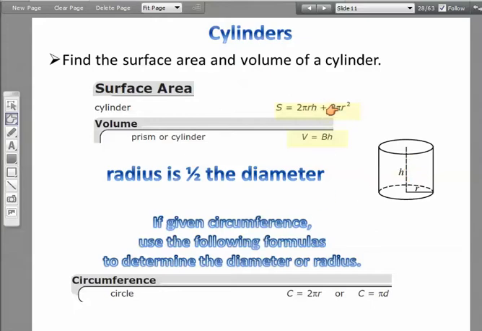And then pi r squared is the area of a circle. You've got two circles, so you've got to multiply it by 2. Don't forget that radius is half of your diameter. If you're given the circumference, use the following formulas to determine the diameter or the radius.